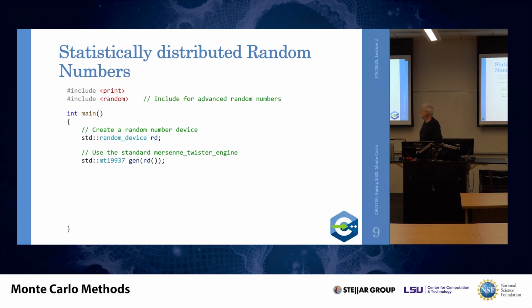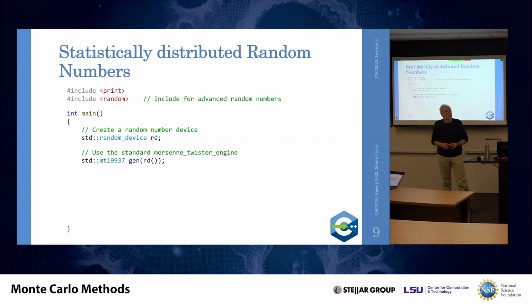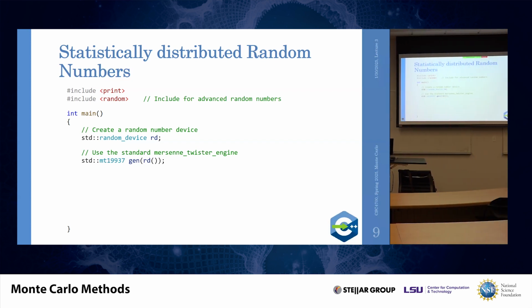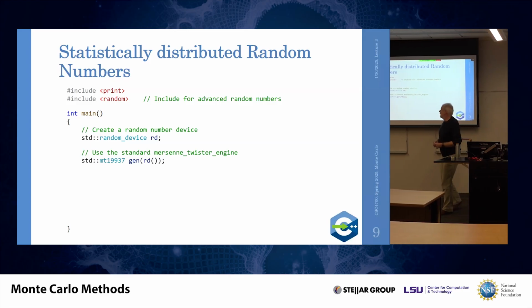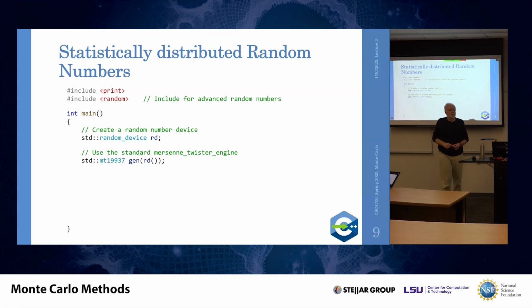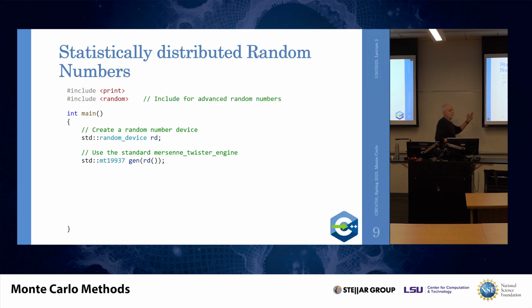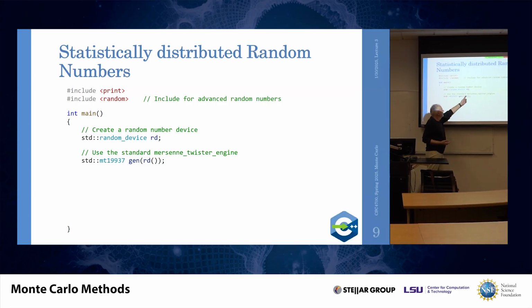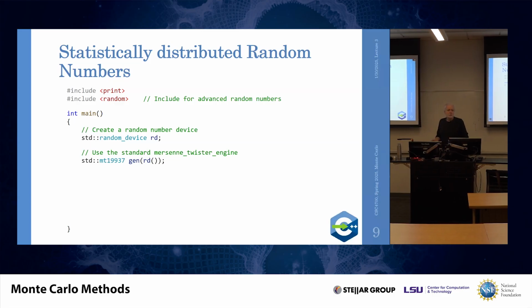MT19937, that strange name, is actually one of the best generators you can get in the C++ library. It relies on the Mersenne Twister engine. You can read up on that. You initialize it with a random number generated from our random device. You generate numbers by invoking the device. You just say, okay, rd, invoke it. It gives you that random number, and that random number is used as a seed for that Mersenne Twister engine.